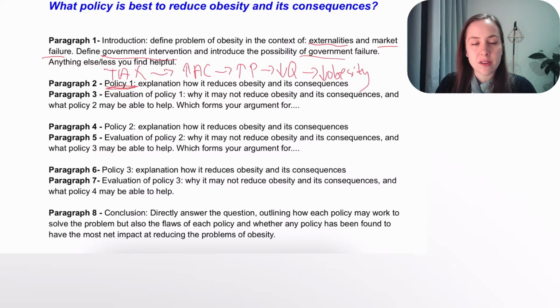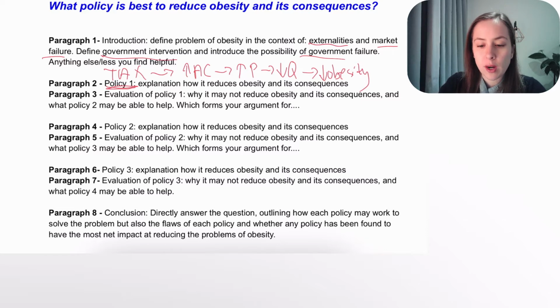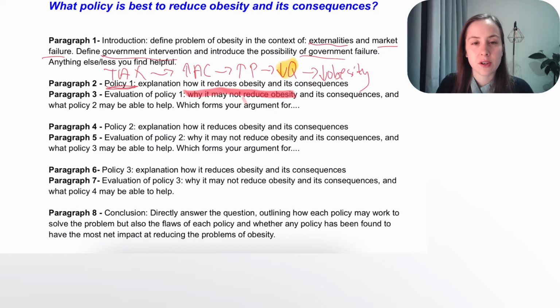Now with the evaluation, there are a few evaluation techniques that you could do. This isn't all of them. I've grouped it into 2 main categories. Generally, a good style to do is to question the assumptions behind your essay, so why it might not reduce obesity. So you might doubt, for example, that the quantity will fall to the extent you said, because maybe the good is addictive or has very inelastic demand.